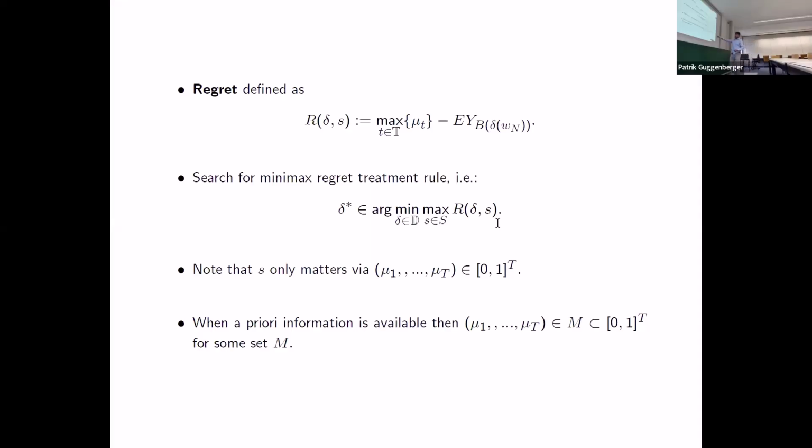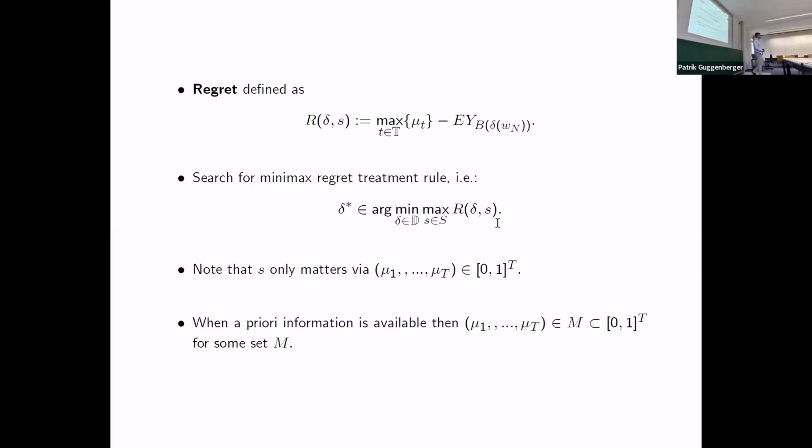Okay, and now it becomes also obvious what I mean by discretizing later. The action space by nature is not discrete, but we can simply take a fine grid over this space here. This is what I'm going to do in a second when we discretize the action space by nature. And then when the policymaker has a priori information, then that mean vector lives in a subspace M of this compact set.